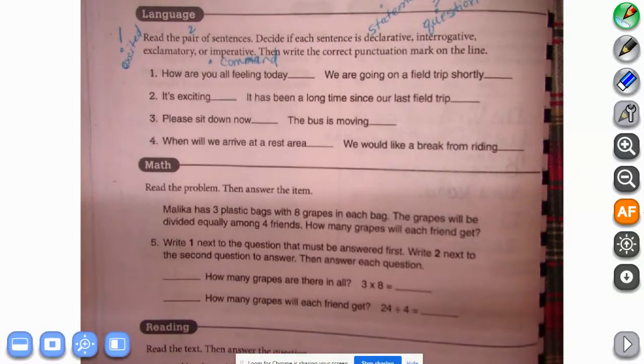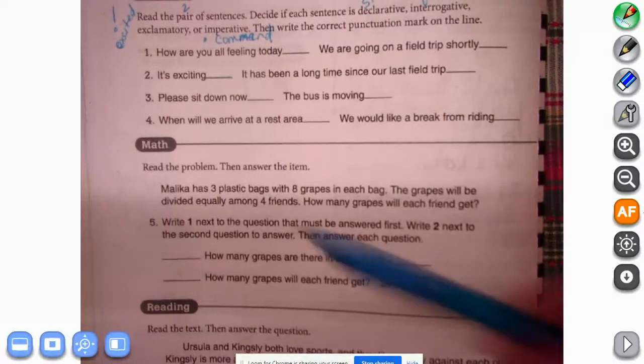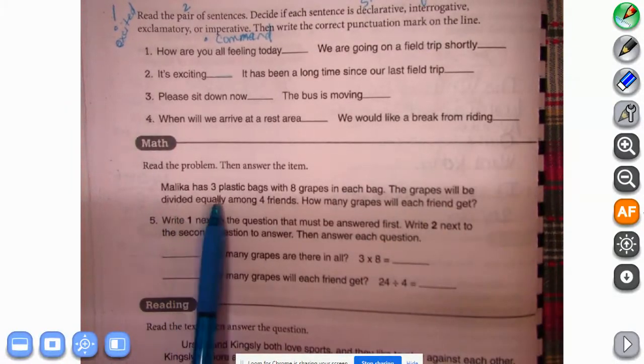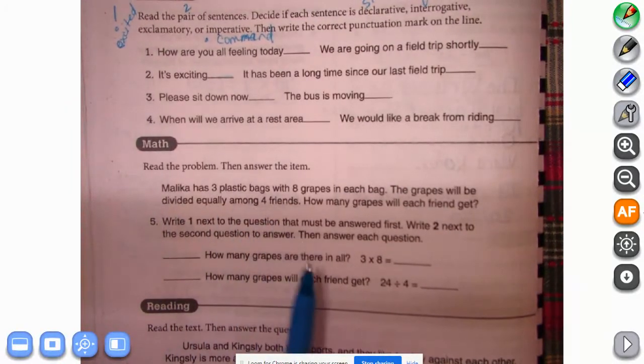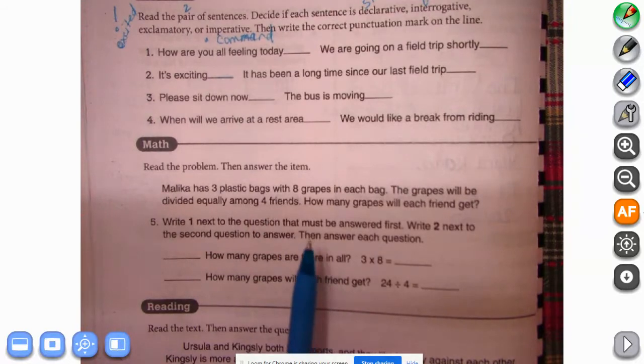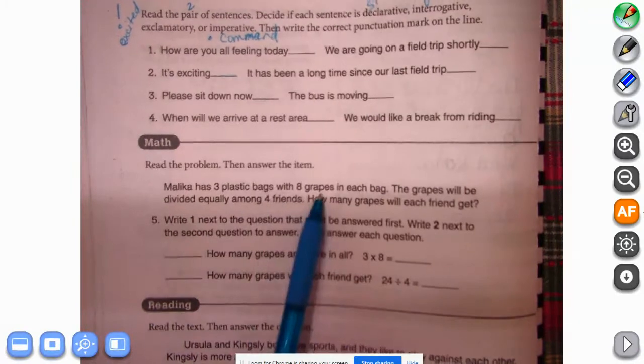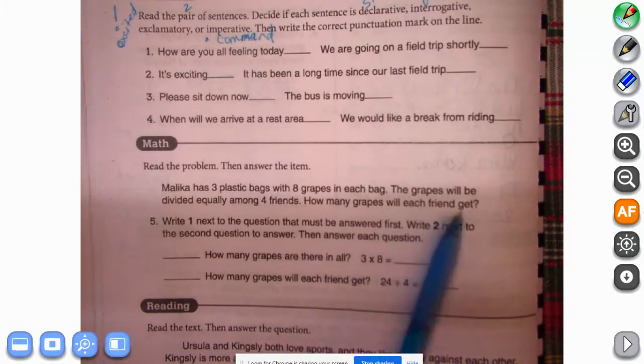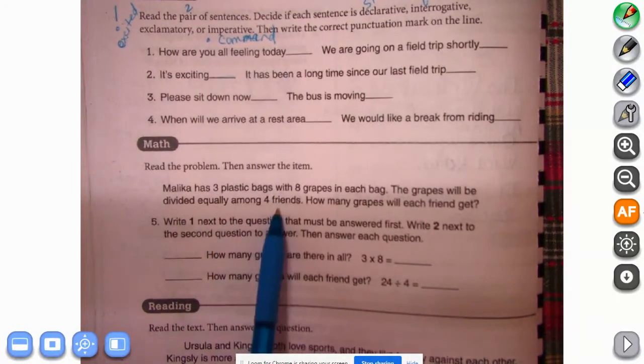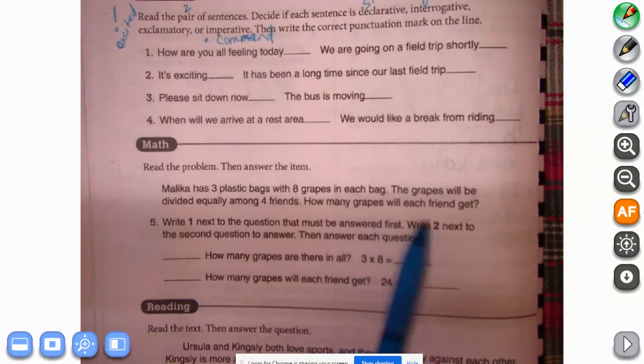Number 5 under math, it says read the problem, then answer the item. Malika has 3 plastic bags with 8 grapes in each bag. The grapes will be divided equally among 4 friends. How many grapes will each friend get?